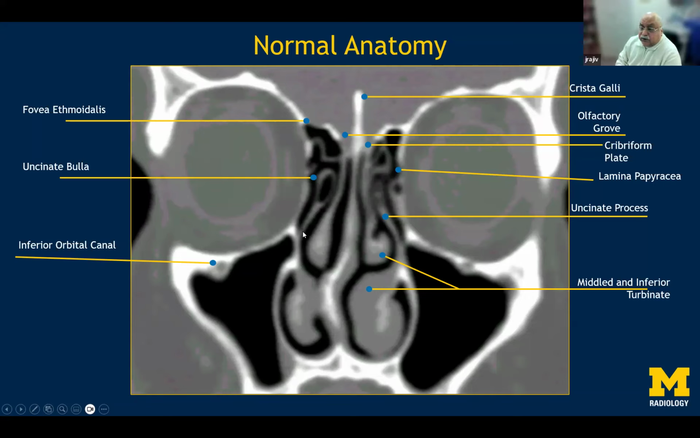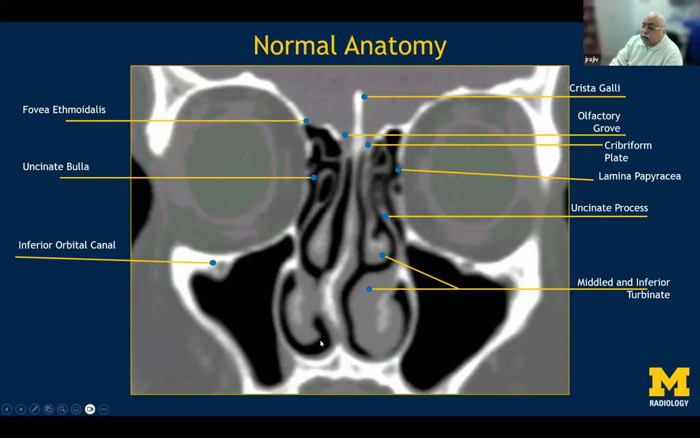The uncinate process is important because it's part of the ethmoid bone, but in CT scan, the uncinate process appears as though it is attached to the medial wall of the maxillary sinus. I shall now, in a couple of slides, show you why that occurs and what is the reason why we don't see the uncinate process as a separate piece of bone from the ethmoid sinus. Here you can make out the middle turbinates and the inferior turbinates and the nasal septum in the midline.